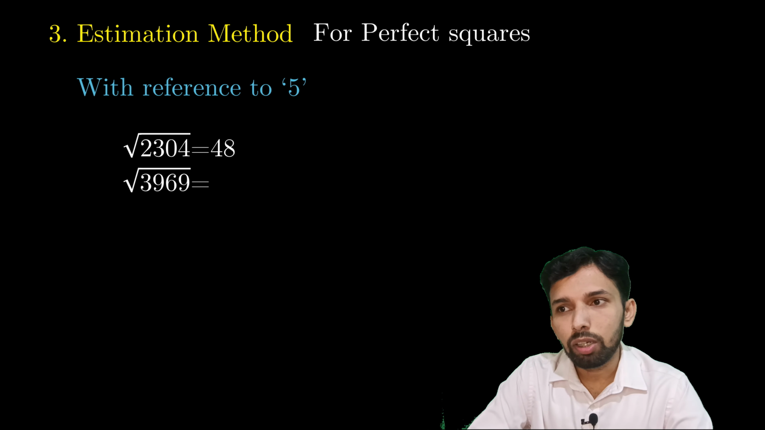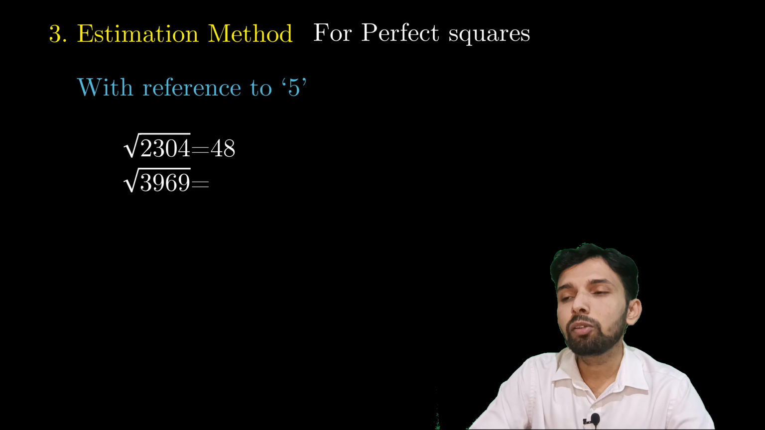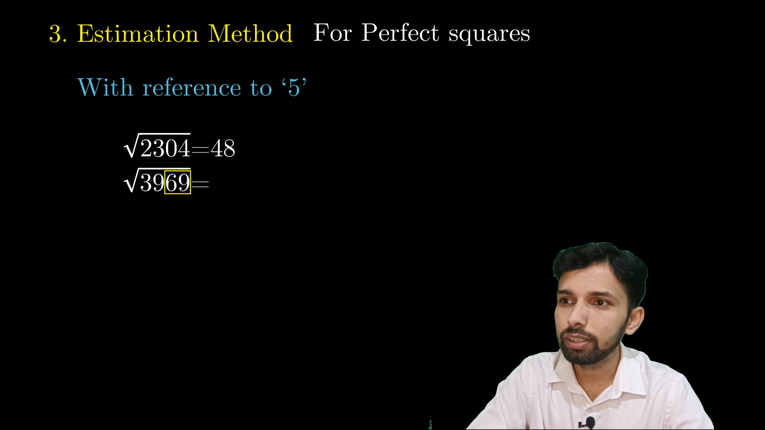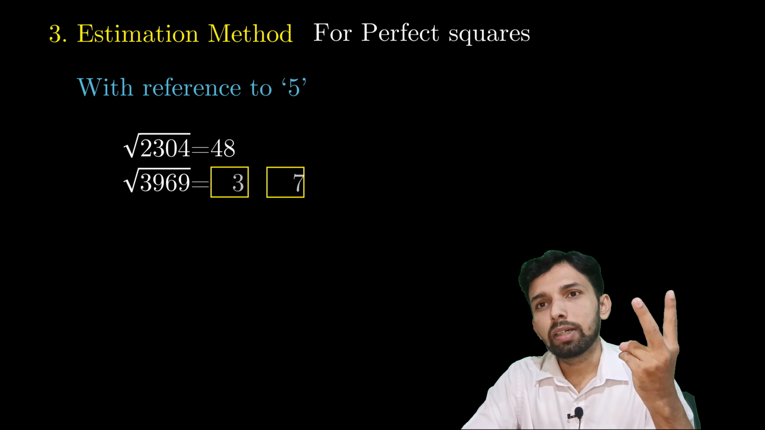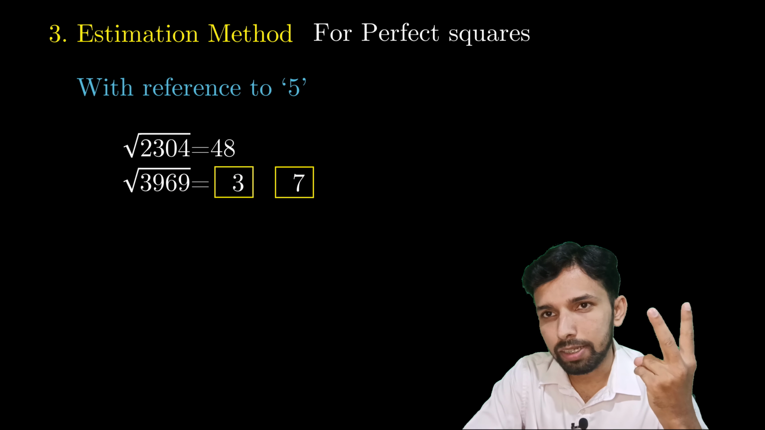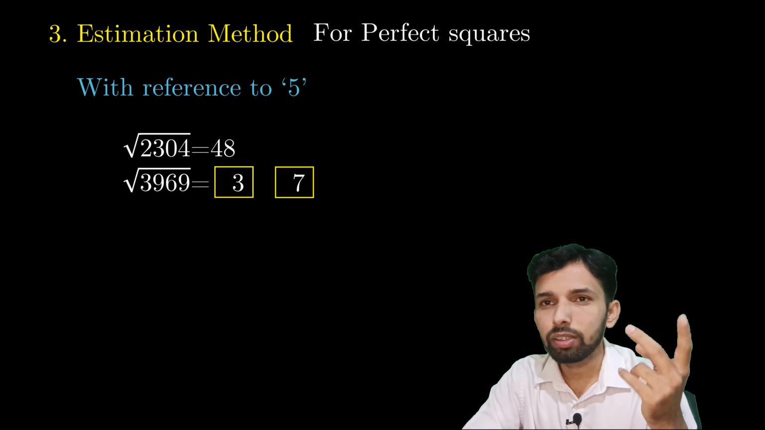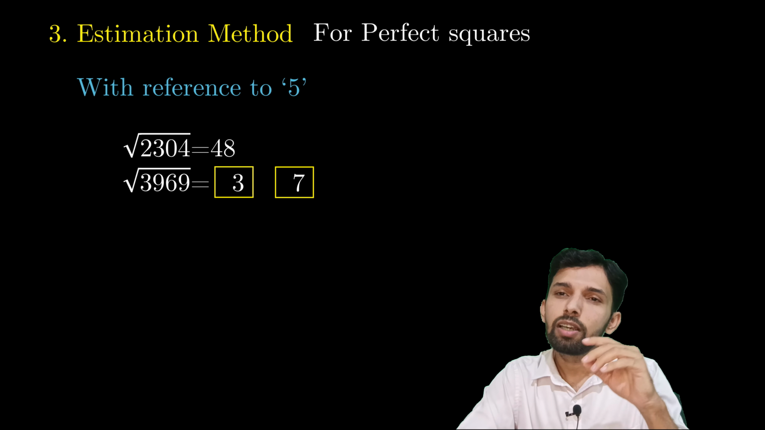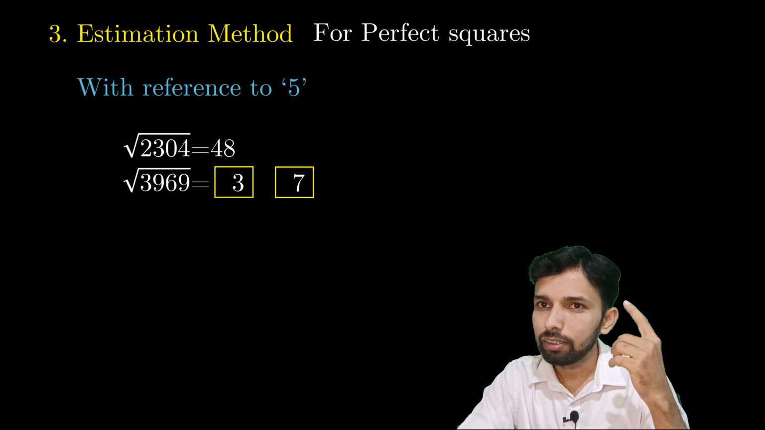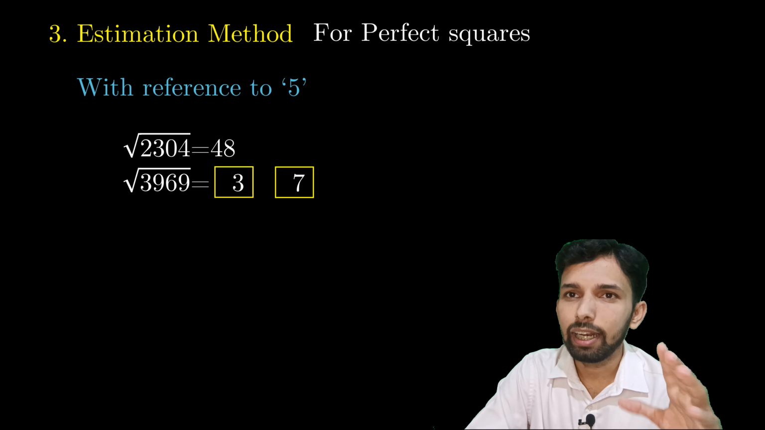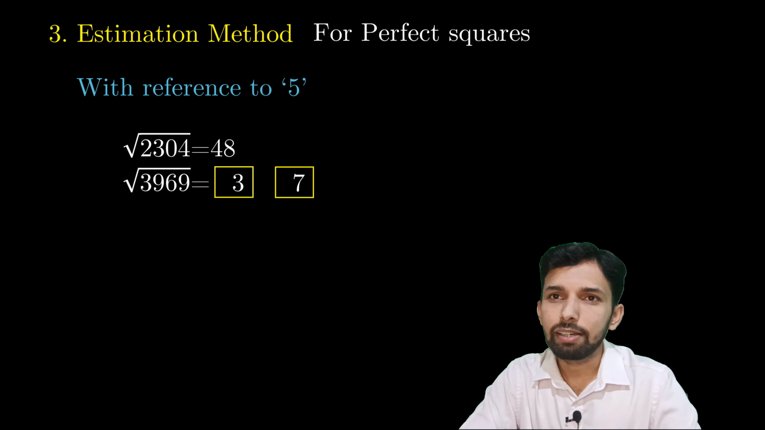Let's take the other example, 3969. To figure out the square root of that number, we'll have to do the same thing. Let's check out the units place value. Units place value, we notice that it is 9. Which of the numbers will be having 9 at the units place? That is 3 and 7. The square of 3 is 9. The square of 7 is 49. Both ending with 9 at units place. So we have 2 choices at the units place. Either we have 3 or 7.